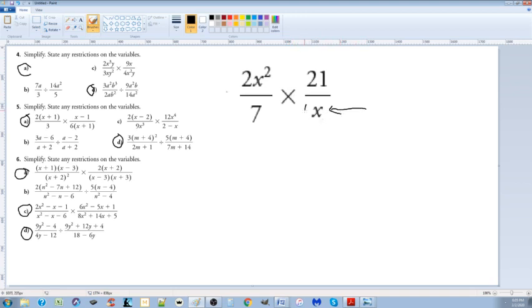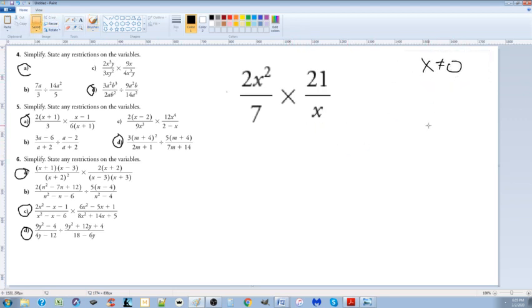The restriction here is that if x were to be 0 and multiplied times 7, it would create a 0. So the only restriction here is that x cannot be 0. Then you move on and start looking at things we can cancel, top and bottom.